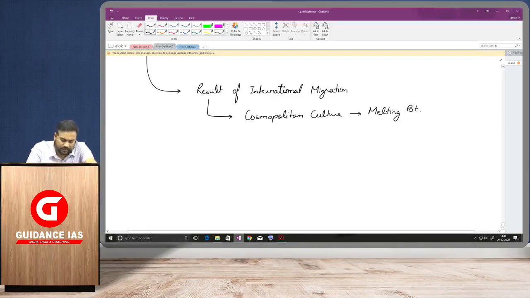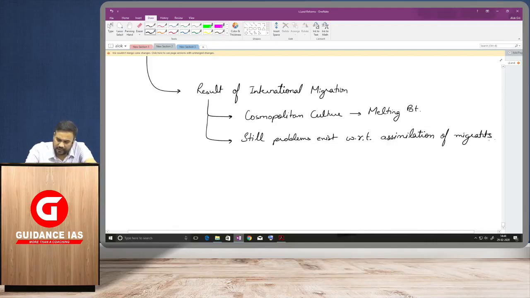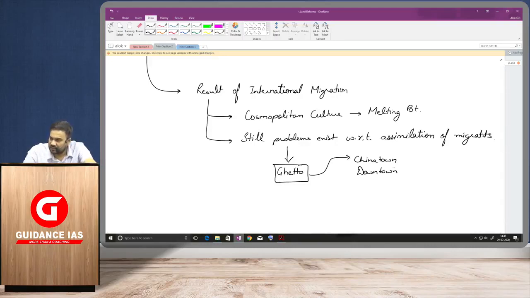Despite this aspect, still problems exist with respect to assimilation of migrants. If you talk about assimilation of the migrants, one of the problems, this tension which is there, is reflected in the form of formation of ghettos. These are referred to by various names, like Chinatown, downtown. These are various names which are given to these ghettos which are present in North American cities, Anglo-American cities.